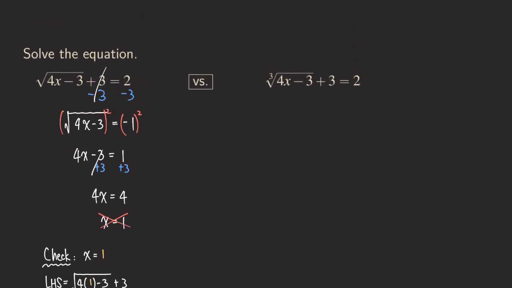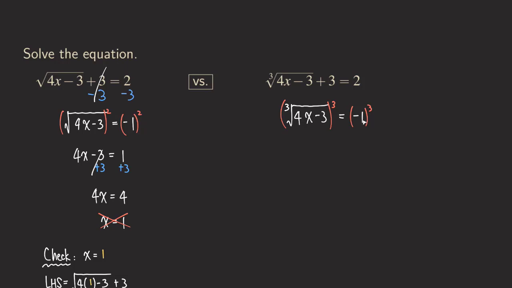Okay, now the cube root is actually a different story. We are still going to use the same idea, isolate the radical first. So we are going to get the cube root of 4x minus 3. And then we actually did the work like before, right? So we are still going to get -1 on this side. But this time we can actually raise both sides to the third power.